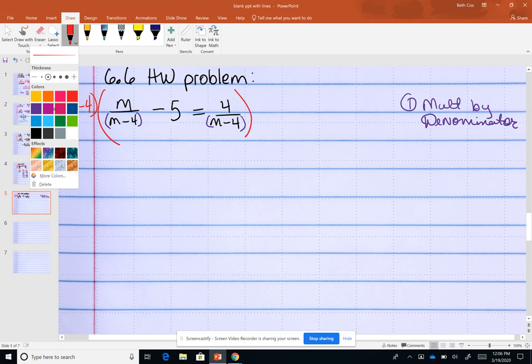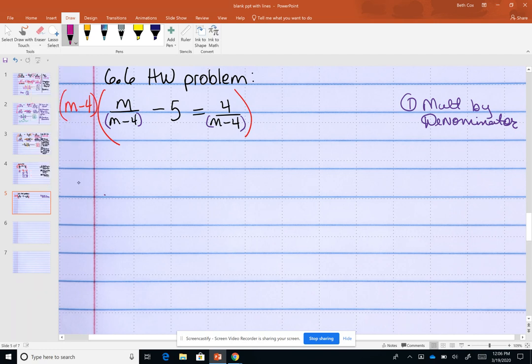I'm going to distribute. So when I do this distributing right here, when I do that multiplication, the m minus 4s are going to cancel, and I'm just going to be left with m. Then I'm going to distribute here. That's going to give me a negative 5 times m minus 4 because there's no canceling here. And then when I do that last one, again, the m minus 4s will cancel, and I'm just left with 4.